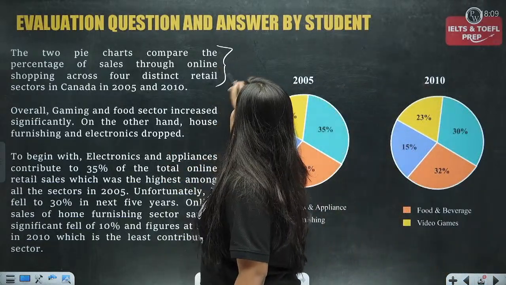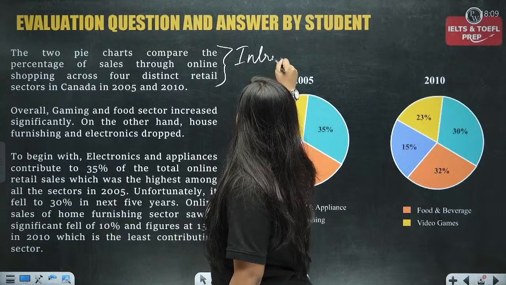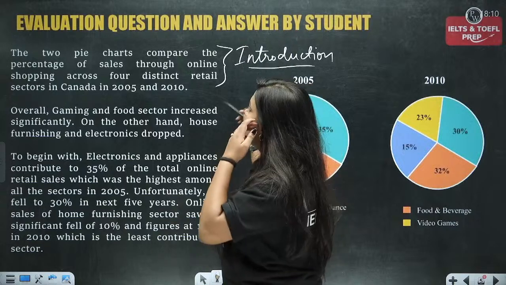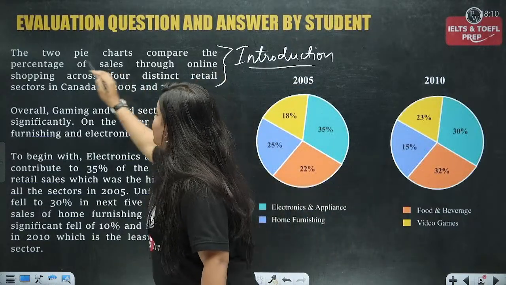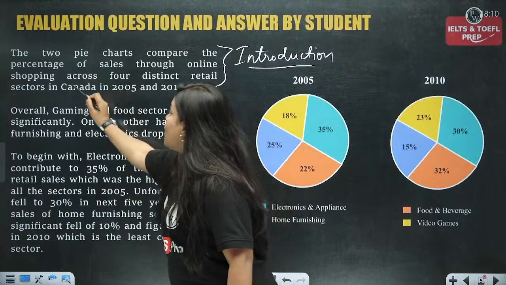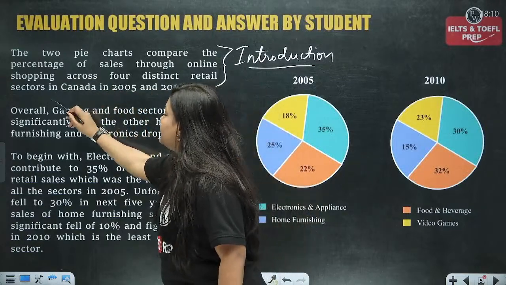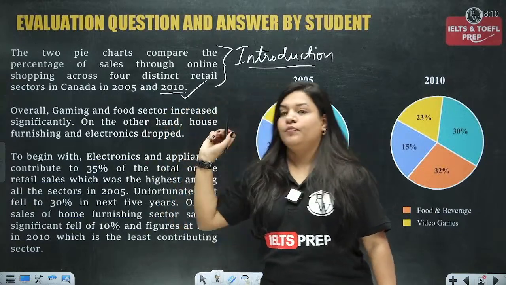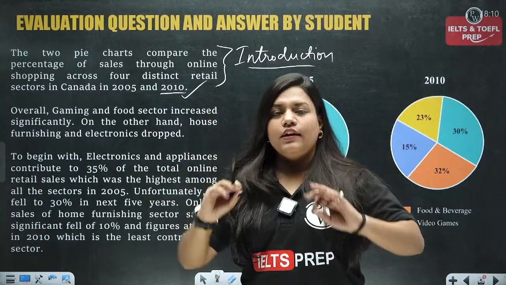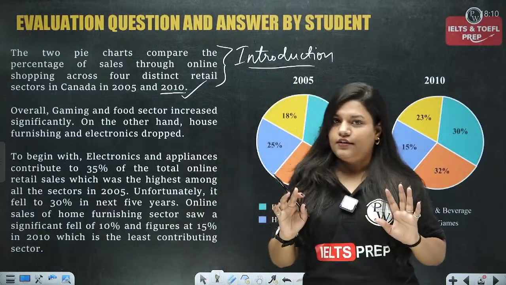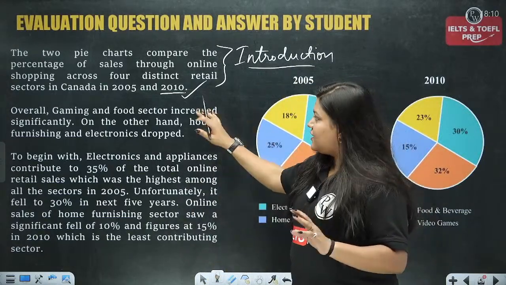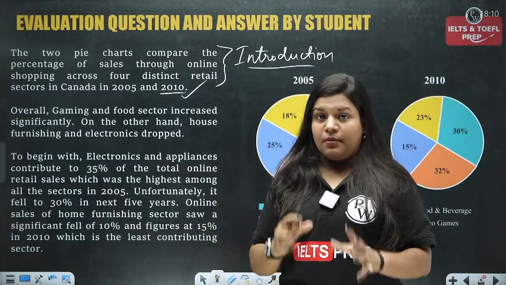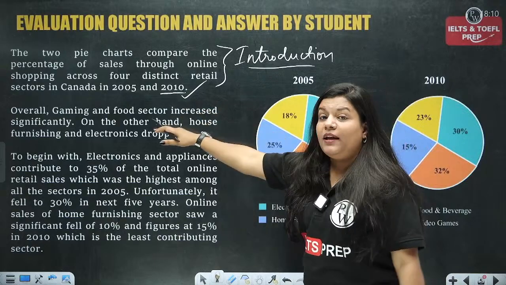So this is the introduction, I guess. The two pie charts compare the percentage of sales through online shopping across 4 distinct retail sectors in Canada in 2005 and 2010. Now, no doubt the introduction is really nice. The presentation is really nice. Okay, I agree on that. The presentation is good. It is paraphrased to a certain extent, but it could have been improved.